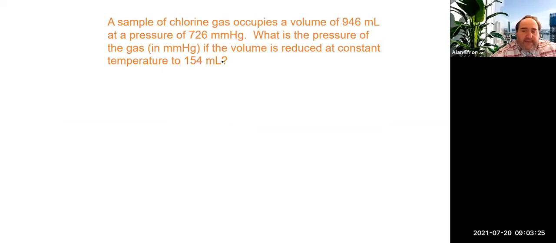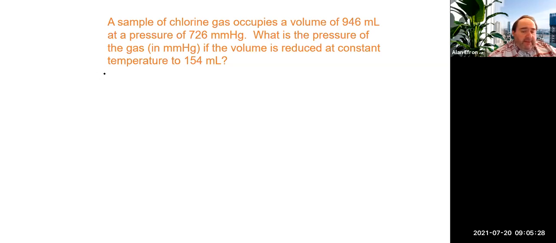All right, so I want to take a second here and calculate what we've got going on. A sample of chlorine gas occupies 946 milliliters at a pressure of 726. What is the pressure when we take the volume to 154? Although we've only talked about one gas law at this point, a really good approach when dealing with gas laws is to pull out the information from the problem. And oftentimes it will point you in the right direction in terms of what gas law you should use.